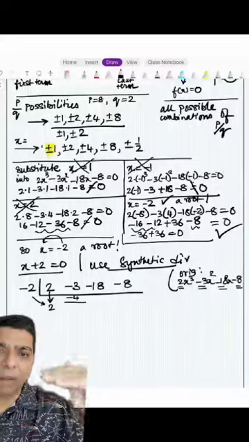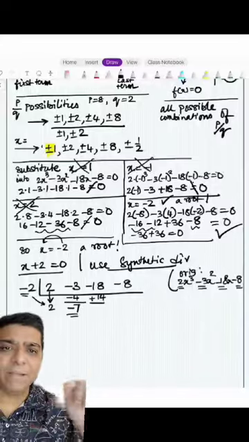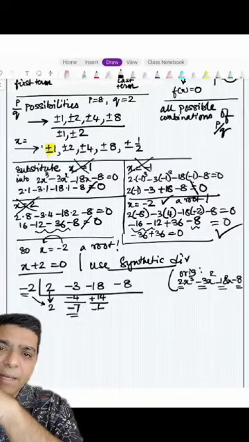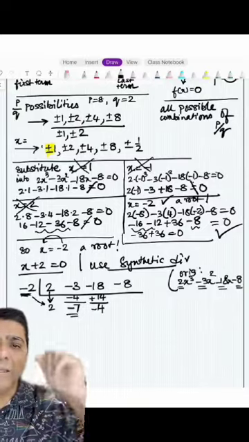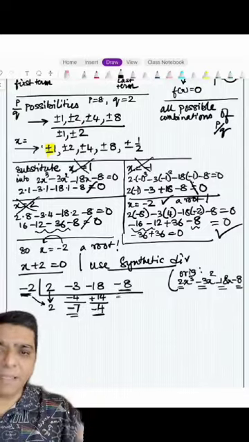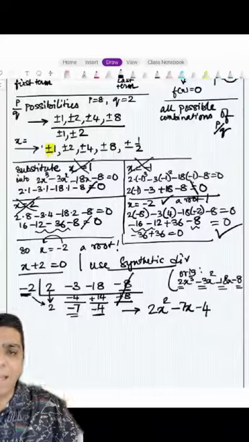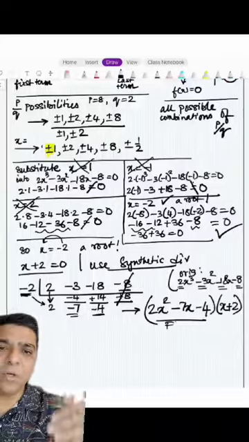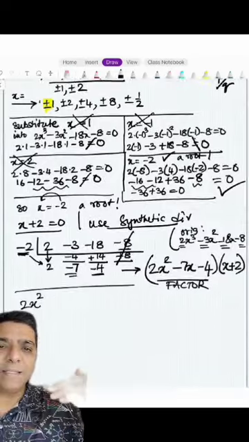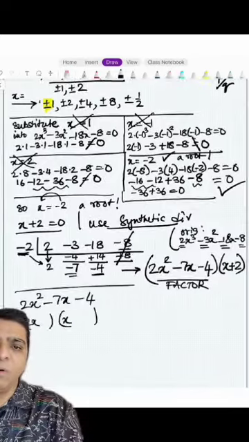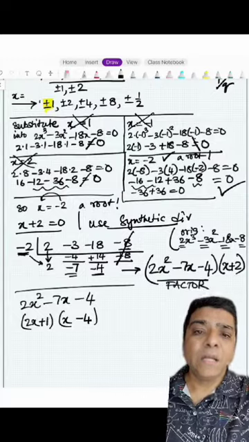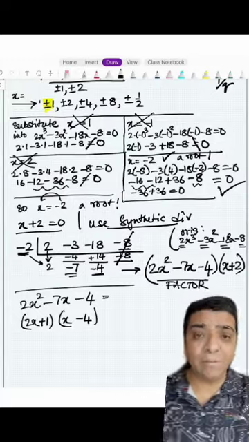polynomial. From the original polynomial, I have 2, -3, -18, and 8. So I write those down, and then -2 times 2 is -4. Add that to -3 to get -7. -7 times -2 is +14. Add that to -18, and you get -4. So I get 2x squared minus 7x minus 4 as my quotient from the synthetic division.